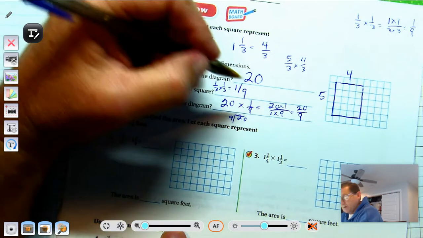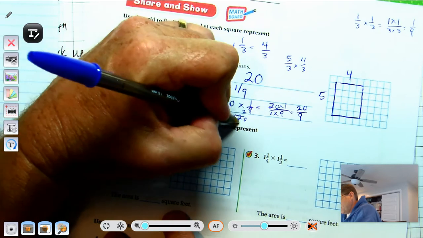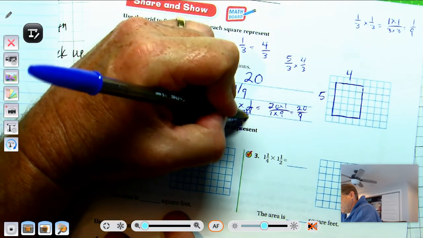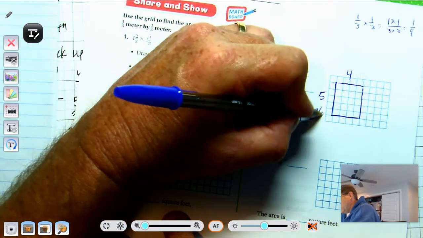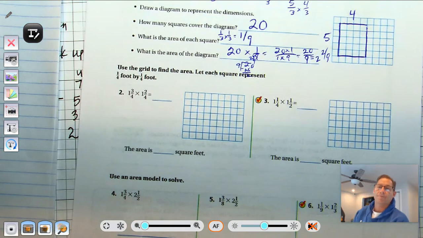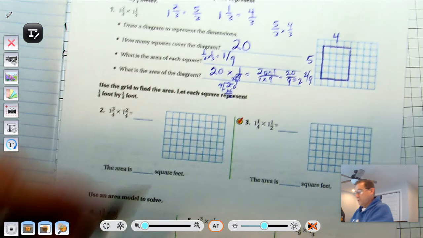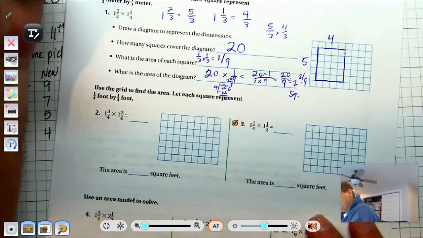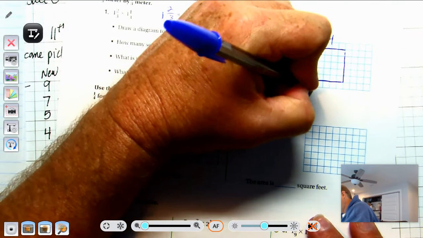We can simplify that by turning it back into a mixed number with a remainder of 2. So 2 2/9. Okay. 2 2/9 square meters.